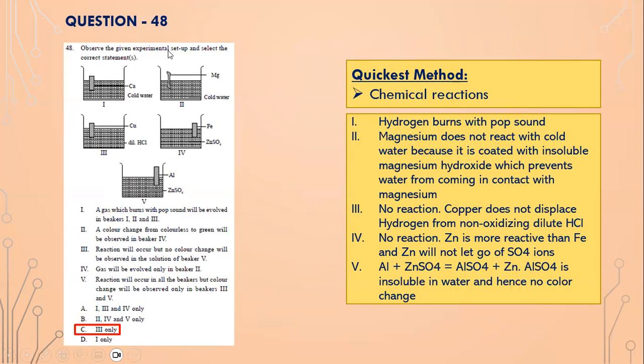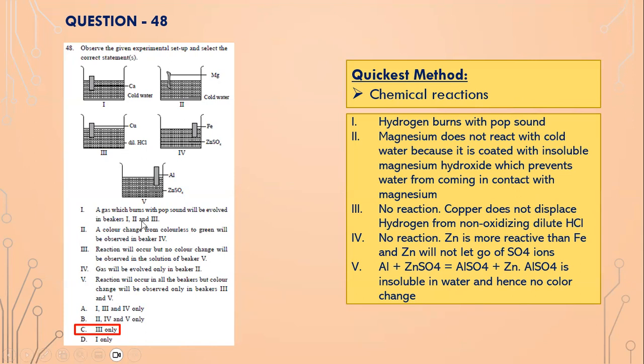Observe the given experimental setup and select the correct statements. Okay, so a gas which burns with pop sound. So what gas burns with pop sound? Hydrogen. 1, 2, and 3. The hydrogen will not be produced in calcium in cold water, how will hydrogen be produced? Hydrogen will not be produced, isn't it?